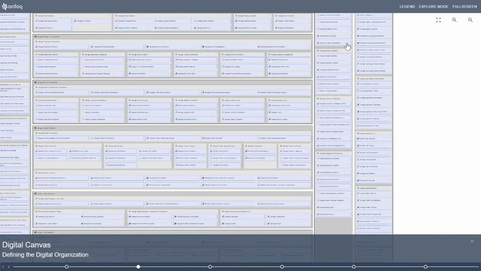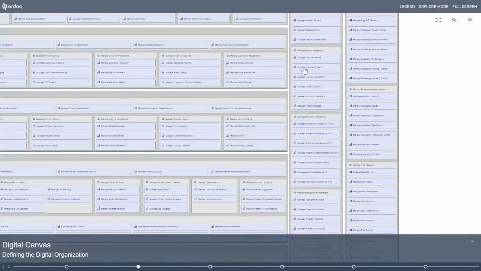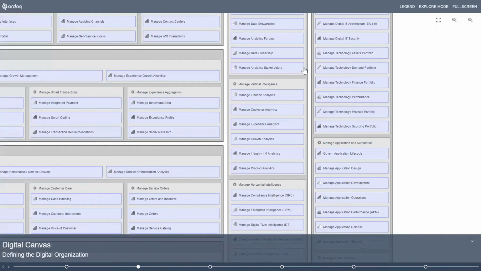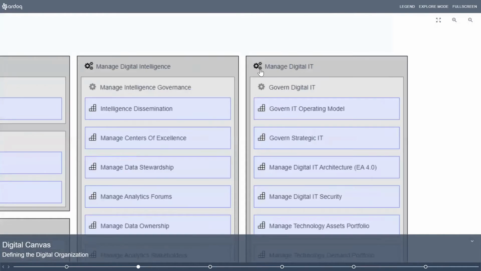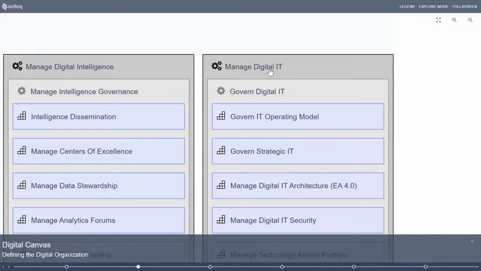And how are we managing digital IT, which is essentially the transformation of the IT department into what we refer to as the digital IT department, moving from the administrators of the organization to brokers of digital transformation.